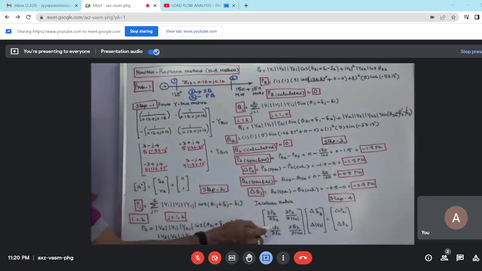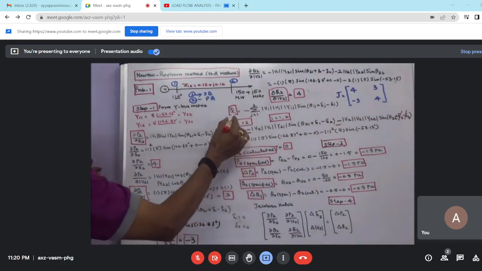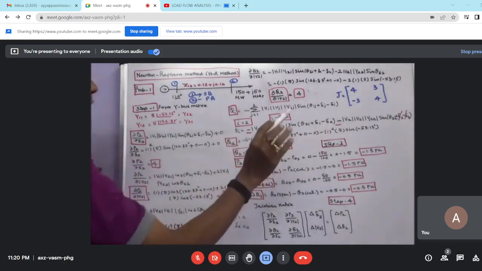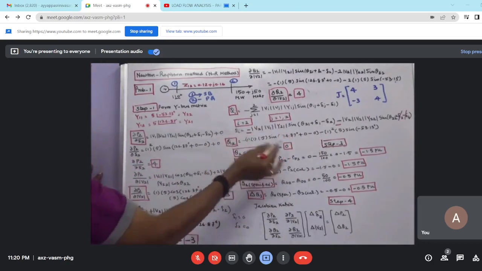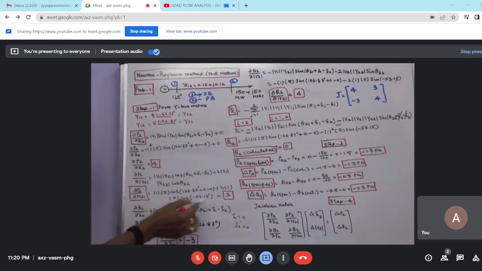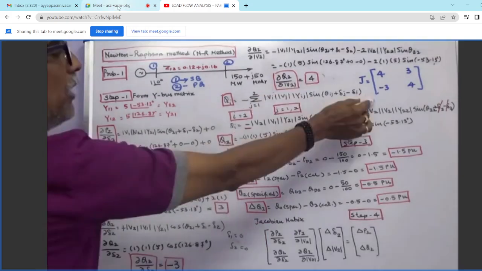Fourth step, I have to find the elements of the Jacobian matrix. I made a mistake. Qi is equal to, this is a minus sign, not a plus sign. The answer, Q2 calculated, is 0. Next, we have to calculate dou P2 by dou delta 2. Dou P2 by dou delta 2 is equal to 4. Dou P2 by dou modulus of V2 is equal to 3. Dou Q2 by dou delta 2 is equal to minus 3. Dou Q2 by dou modulus of V2 is equal to 4. So this is the Jacobian matrix.